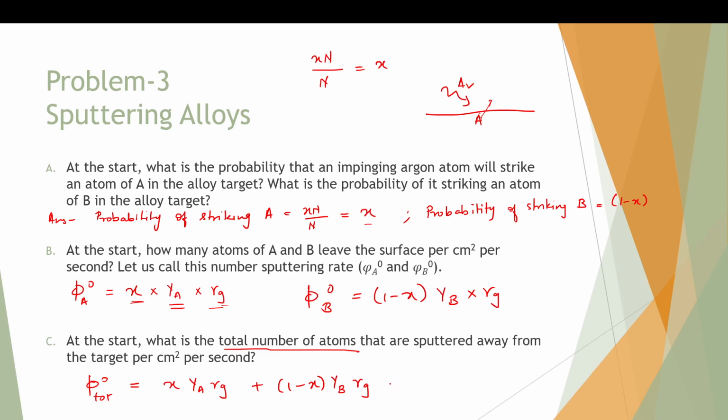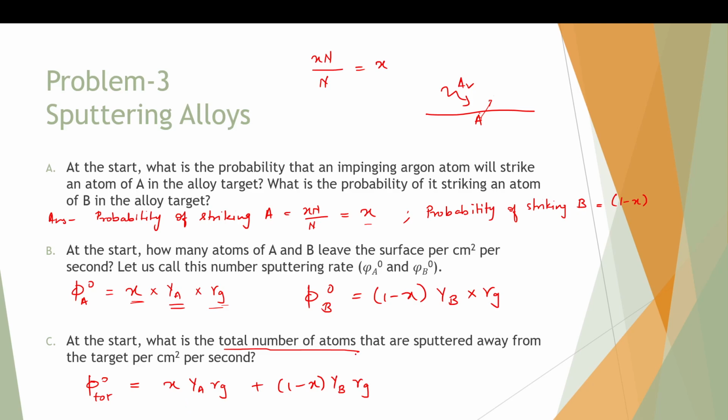So until now everything is fine. Lot of symbols, but all we have done is we have found out what is the rate of sputtering of A, sputtering of B and the total sputtering initially at the start. So that depends on the probability of hitting A atom times probability of knocking A off times the probability of argon hitting the surface, and similarly for the B atom, and then we just added it to find the total probability per centimeter square per second of sputtering.